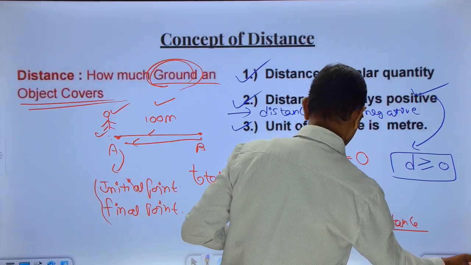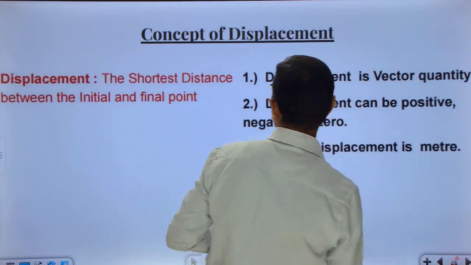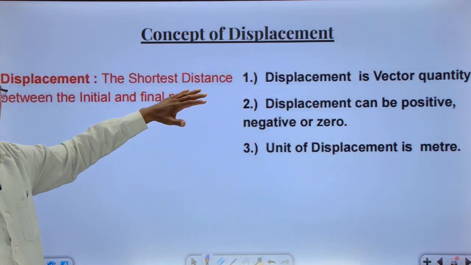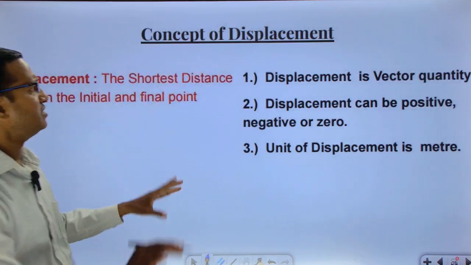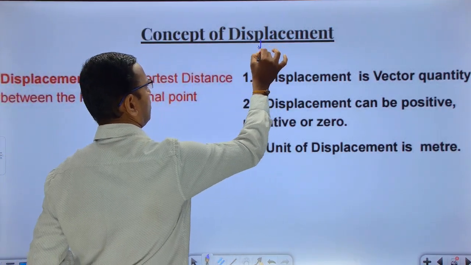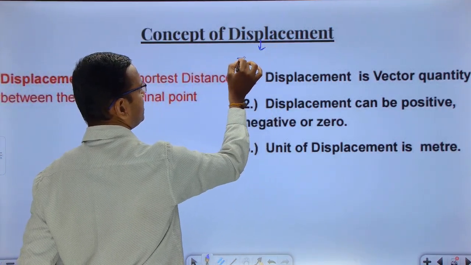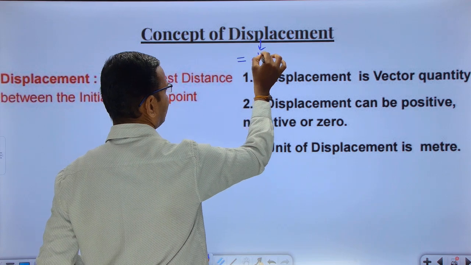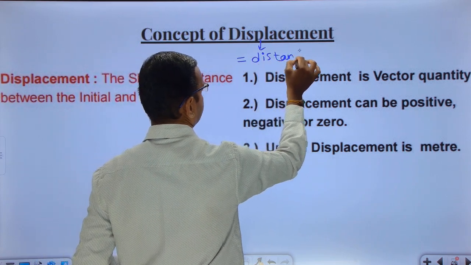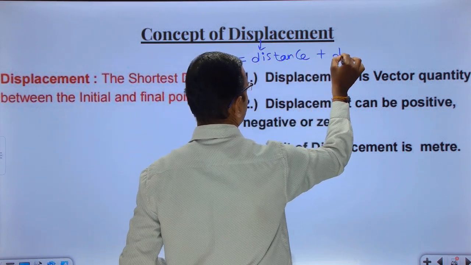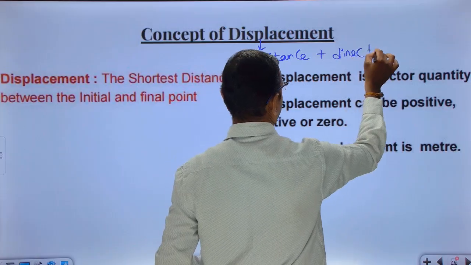Now distance can't be negative, so that point you have to keep in mind. Now coming to the concept of displacement. Earlier I have discussed distance. Displacement, in short, you can write down like this: displacement is nothing but distance plus direction. Remember these things.